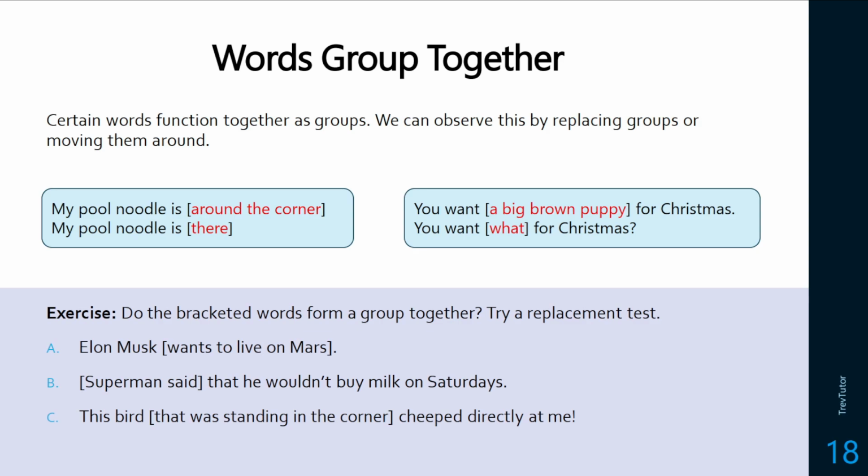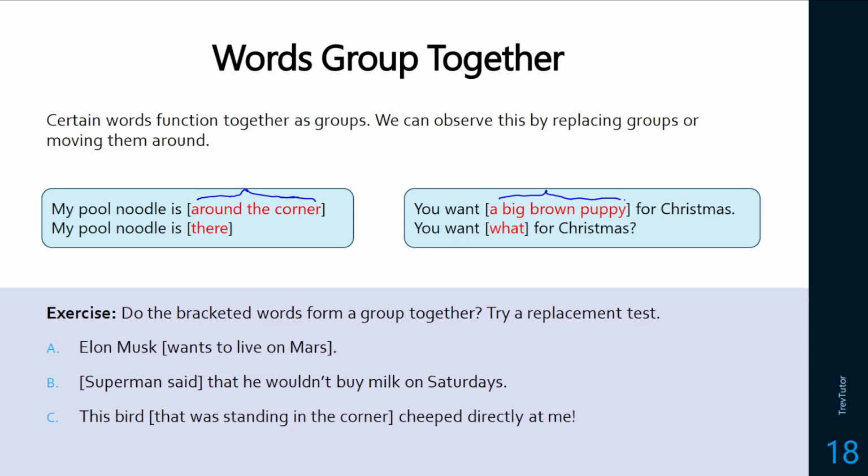Because if a group of words can be replaced by one single word, that must mean that they function together as a unit somehow. So if we say my pool noodle is around the corner, we can say my pool noodle is there. And this implies that this group of words functions together as a unit. Or, you want a big brown puppy for Christmas. You want what for Christmas? So a big brown puppy is being replaced. So this is some sort of grammatical unit in the sentence. This has its own little phrase.